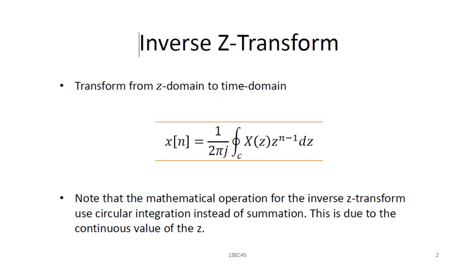Here X of z is the input, that is the Z transform of x of n, and here we are using a closed integral to obtain the inverse Z transform. Note that the mathematical operation for the inverse Z transform is circular integration instead of summation. This is due to the continuous value of z. This is the equation you're using to obtain the inverse Z transform.